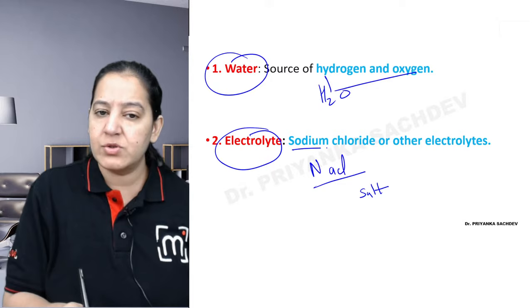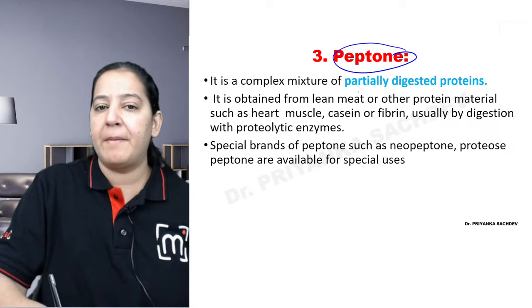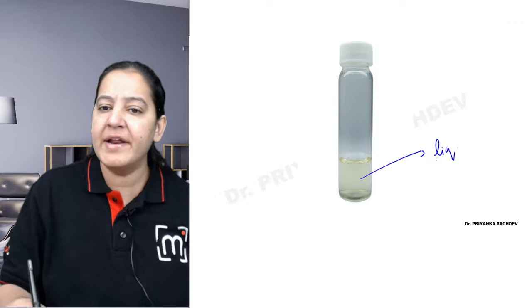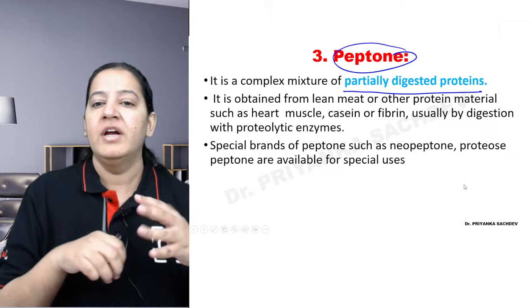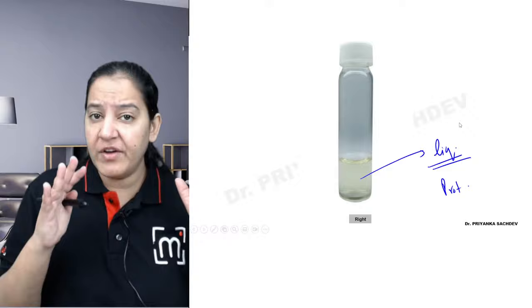Number three is the peptone. Peptone is partially digested proteins. It is available in the market in the form of a liquid and it contains protein. So the source of protein for the bacteria is peptone water. It contains many proteins, all present there and partially digested. So we provide protein to the bacteria with the help of this peptone water, right?